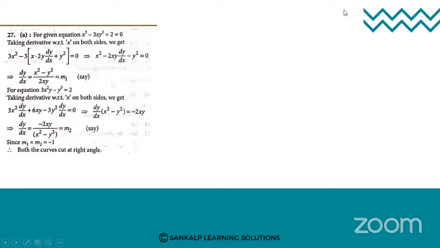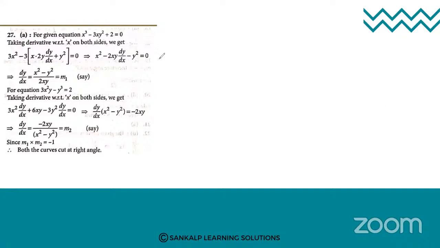They are asking us to calculate the angle, and tell at what angle they are touching each other. So first we will calculate that. So consider equation 1. In equation 1, first we have to consider the equation 1.